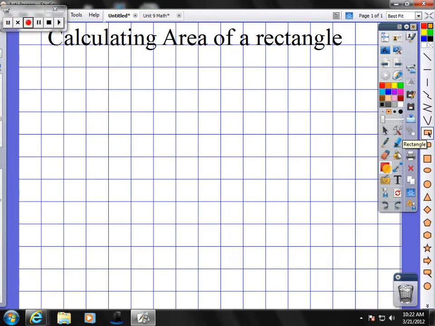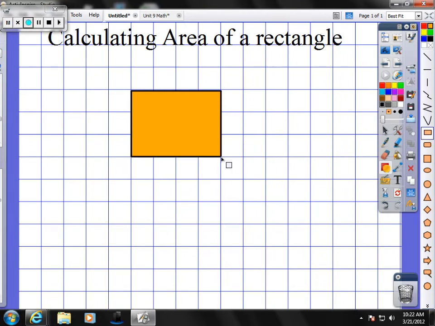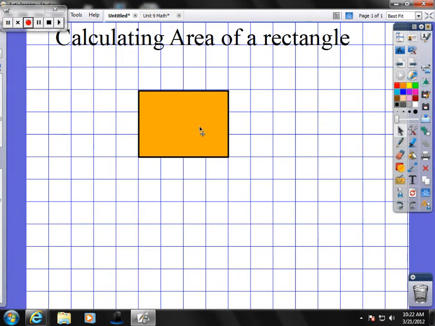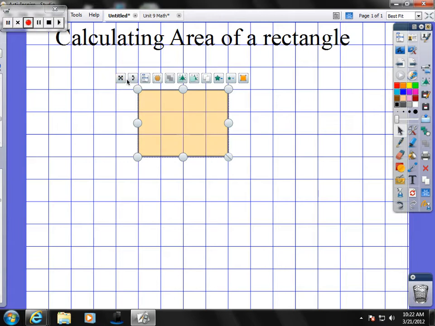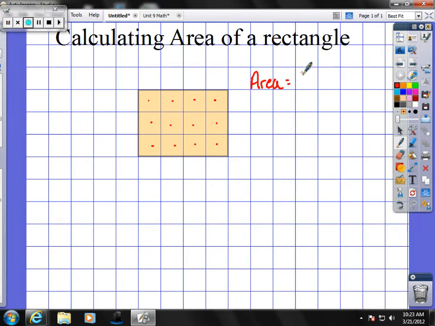Back in fourth grade, you all should remember that to calculate the area of a rectangle, all you had to do was calculate the square units of that particular rectangle. So I have a rectangle on the screen. All we did back in fourth grade is we counted 1, 2, 3, 4, 5, 6, 7, 8, 9, 10, 11, 12. We said that the area equaled 12 square units. And that should be something that you remember.